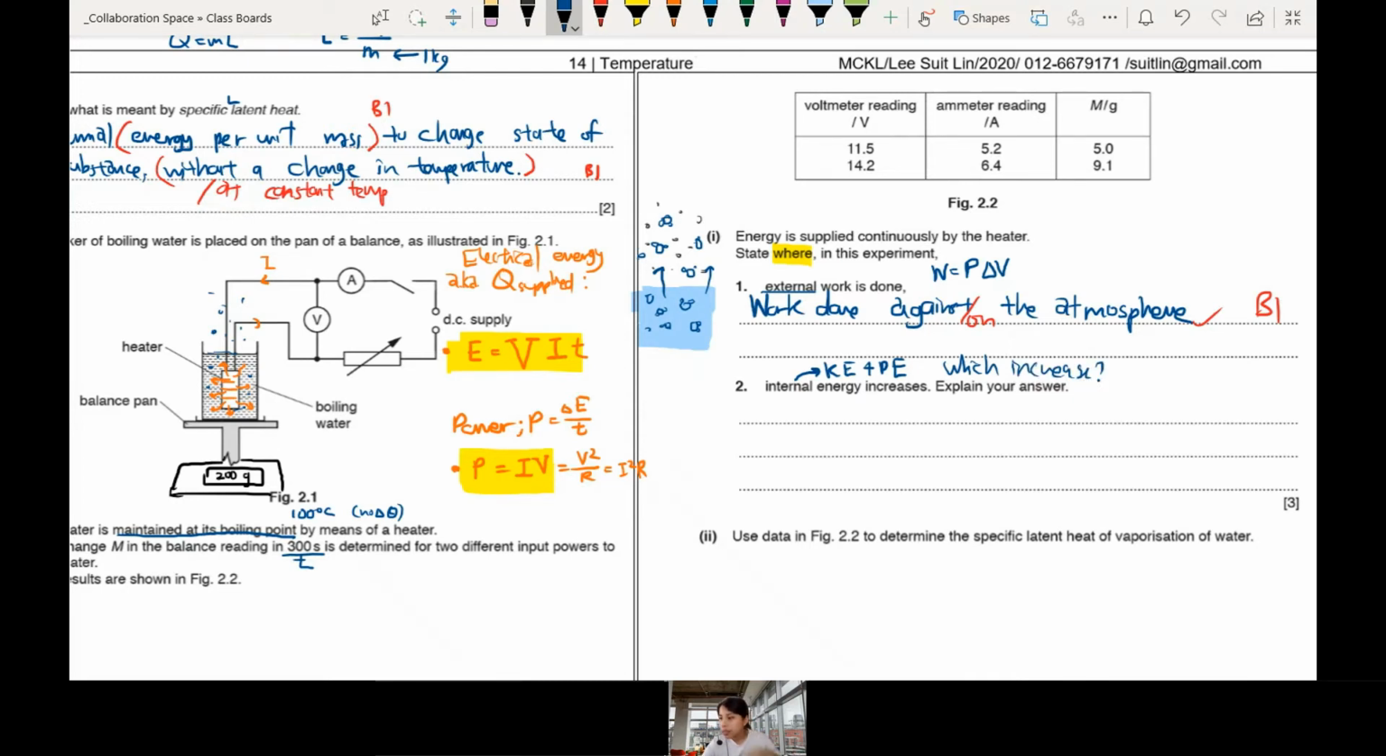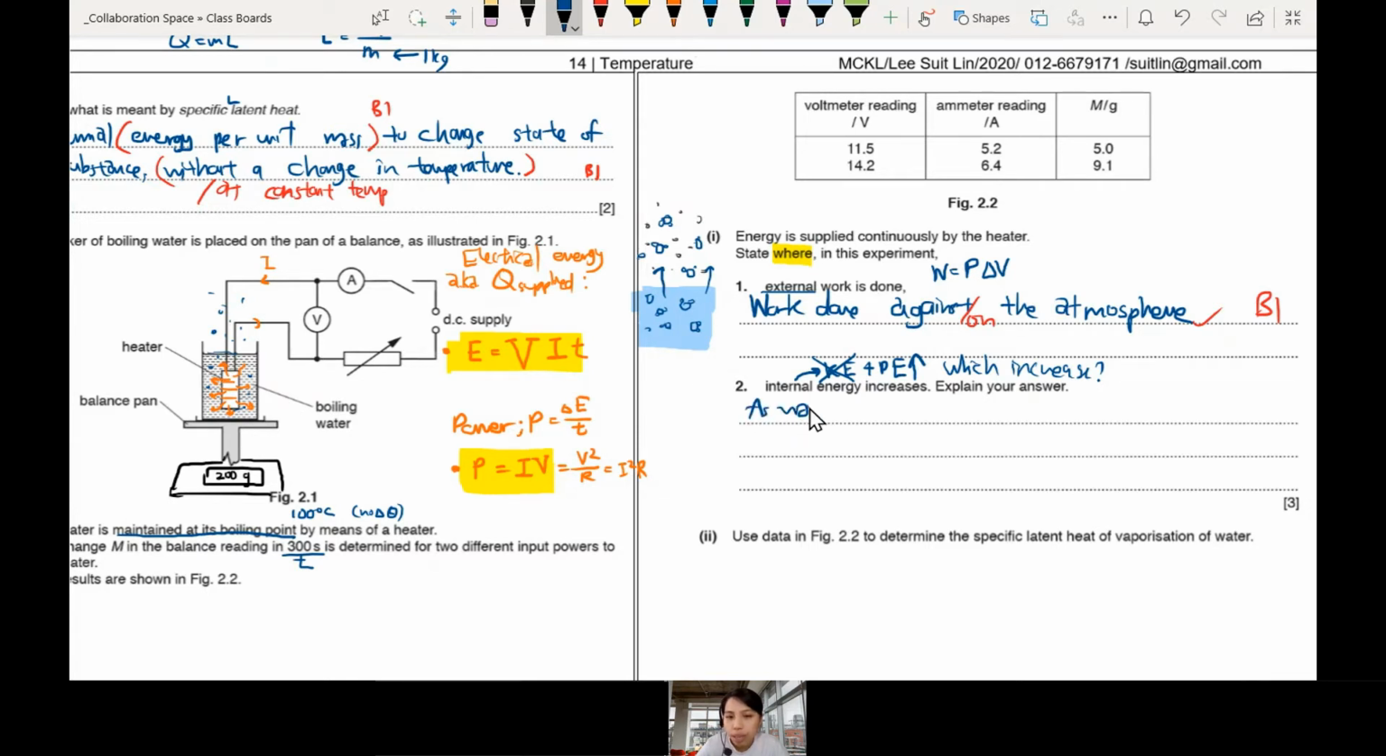Alright, so if you're thinking, what's KE and PE? KE is related to temperature. Remember, you vibrate a lot, you move a lot, you are very excited, you got a lot of temperature. PE is how far apart are we? If we're very far apart, our PE is very high. Phase change. So here there is no increase in KE. Temperature is constant, so PE is increasing. If PE is increasing, it means internal energy increases. Where? In the water. So we tell a story here.